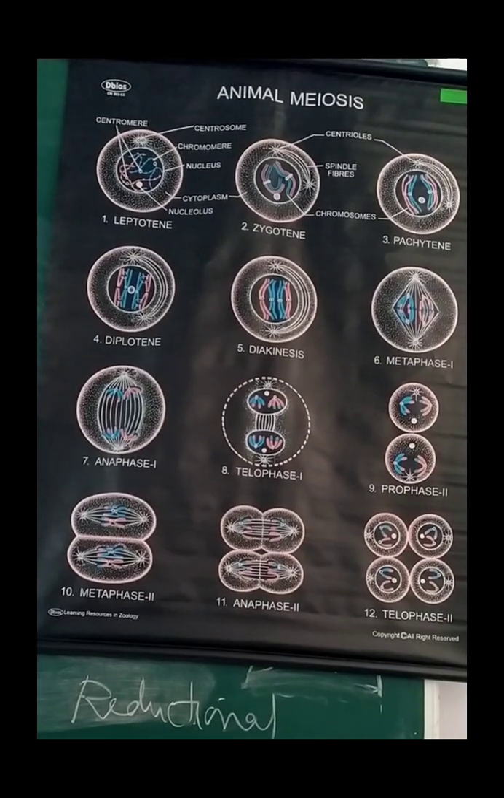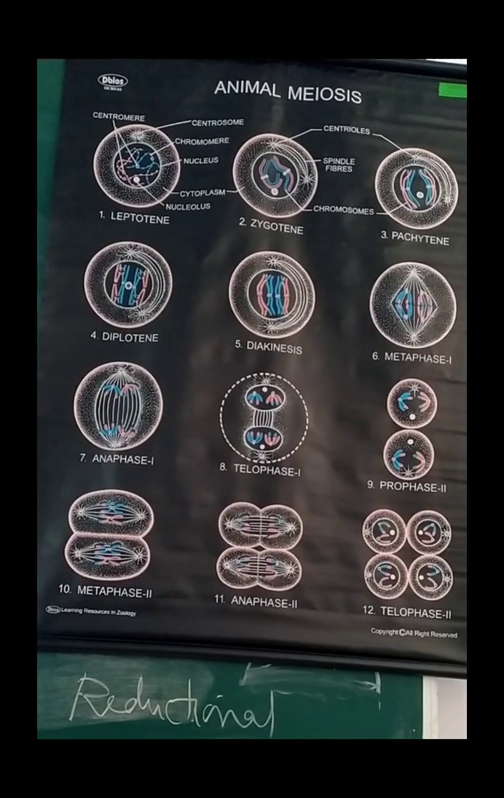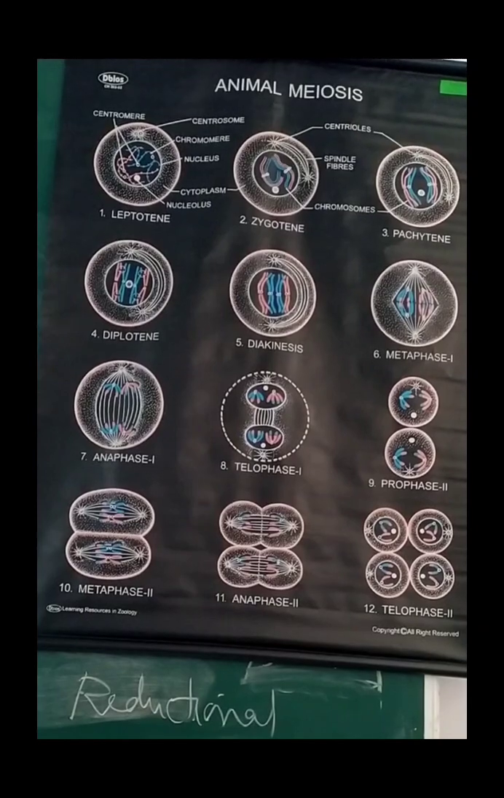So what is the significance? The significance of meiosis is that it maintains the same chromosome number across generations, since it is reduced to half. Gamete formation takes place, it's a reductional division, and here it introduces variation and shuffling of chromosomes. That's why we all are different from each other.